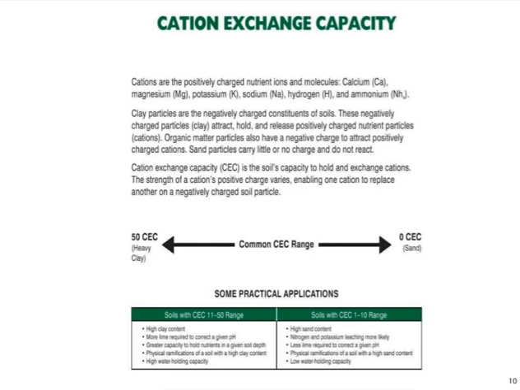We have already seen cation exchange capacity, that is, cations are positively charged nutrient ions and molecules. We have given some examples like calcium, magnesium, potassium, sodium. They can attract each other.